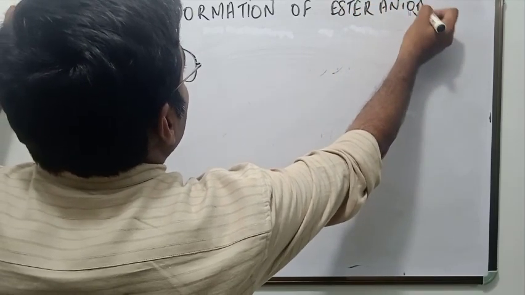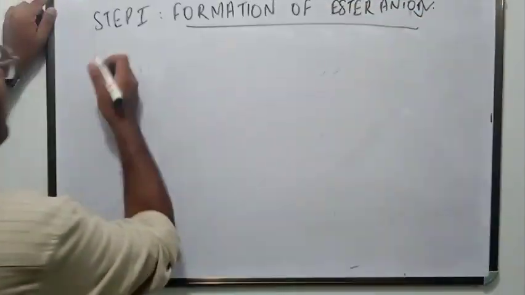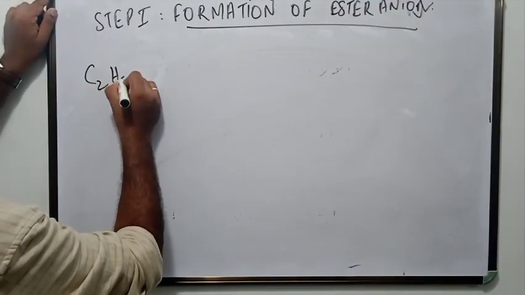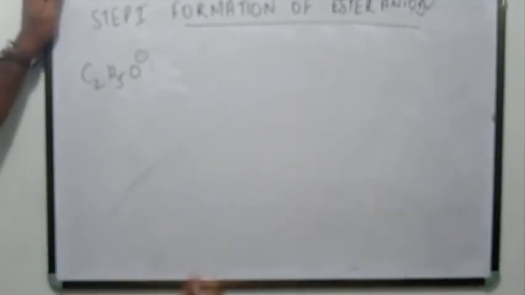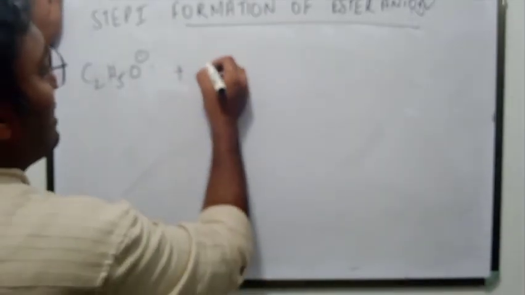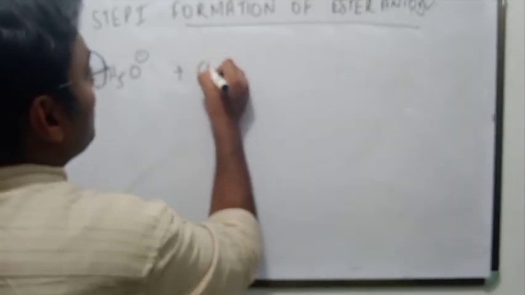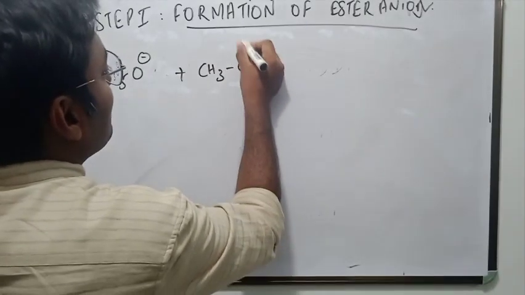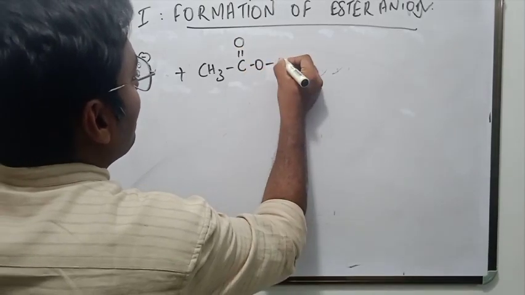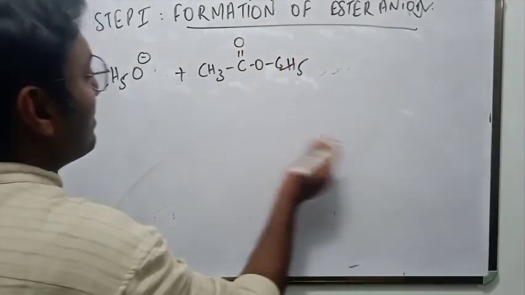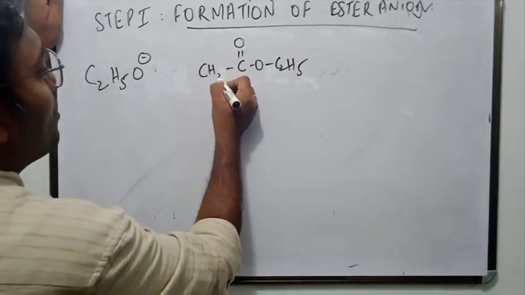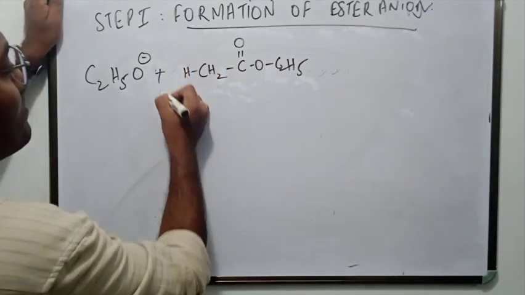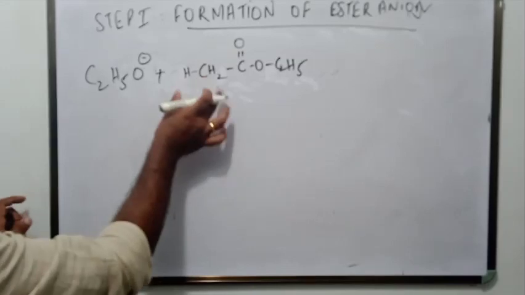What is the base that we have taken? C2H5ONa, sodium ethoxide, was the base that is taken. So Na goes, C2H5O minus. Which is the ester? Ethyl acetate, right? So that would be like this. This is the acetate and the ethyl. Now for purpose of better understanding of the mechanism, I draw like this. This is the same, right? I take an H out and draw like this.